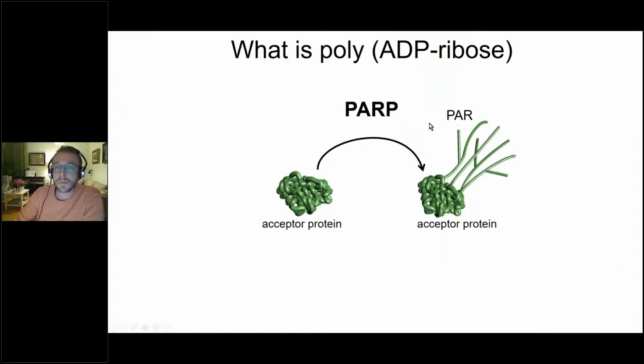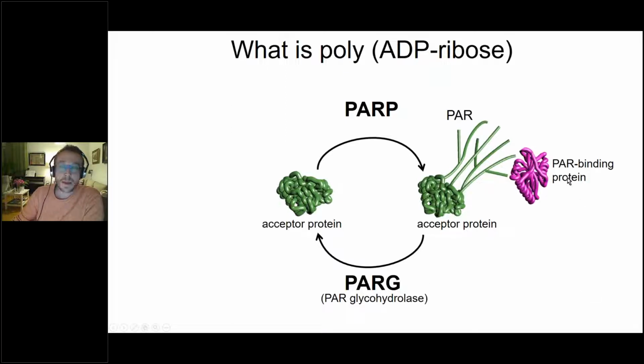So you can think of the PARP as the enzyme that is adding PAR to the acceptor proteins. Then PAR glycohydrolases are removing this modification from the proteins. And then there are the PAR binding proteins that bind non-covalently to this PAR polymer. The PARPs can be called writers, PARGs can be called erasers, and PAR binding proteins readers.